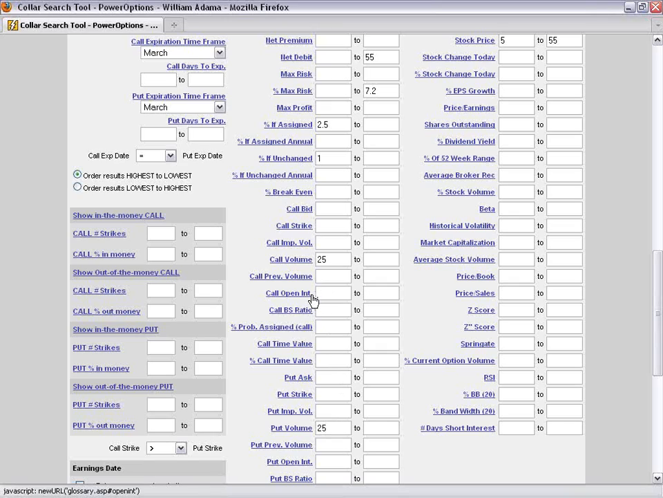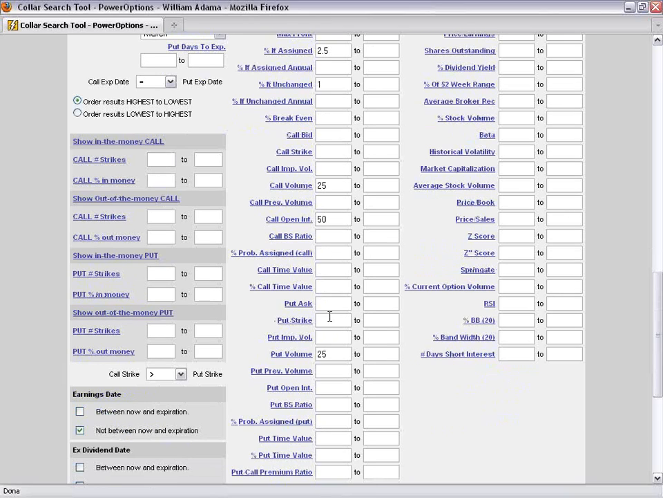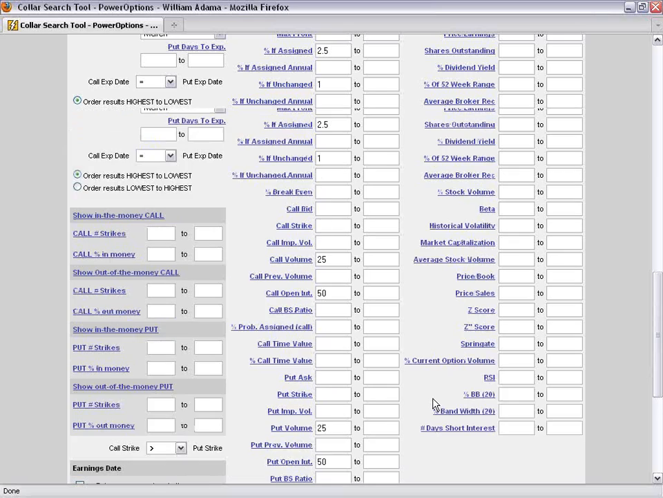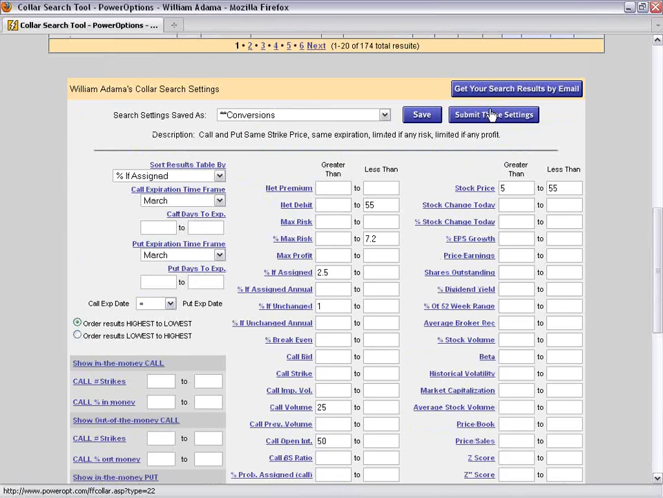In addition to that, my open interest range, we usually want that to be about 10 times the number of contracts. We'll put in an open interest for the call and the put of 50. Now, just with that alone, let's see what our results are.